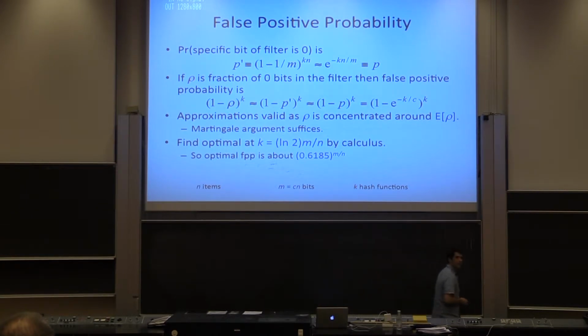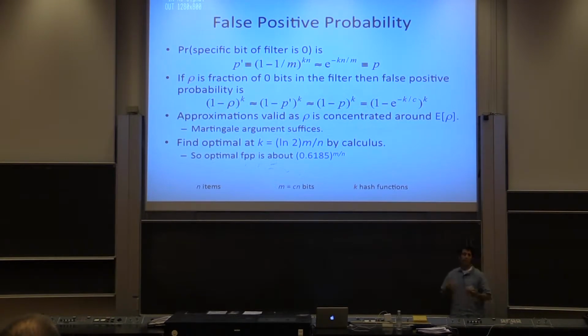All right, so for the analysis, we can say, what's the probability a specific bit in the filter is 0? Well, that's just the probability that it got missed for each of the n elements and each of the k hash functions for those n elements. Okay, so the probability a specific bit is 0 is 1 minus 1 over m to the kth power, which I'll often approximate with the standard e version of the expression.